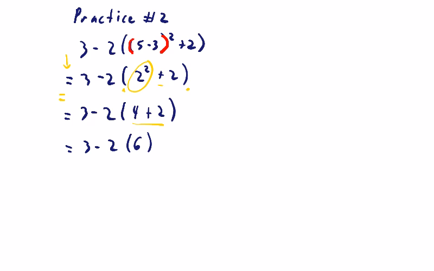Now don't forget, there's no operation listed or written down between the 2 and the 6, so that's an implied multiplication. And therefore, we need to do the multiplication prior to the subtraction. 2 times 6 is 12. And 3 minus 12 is negative 9. And that is our answer.